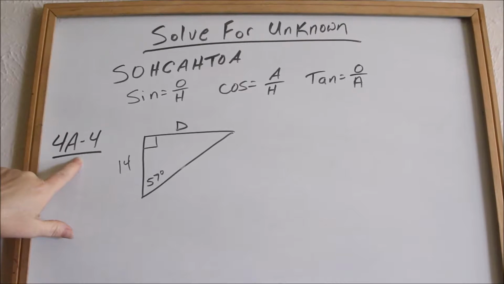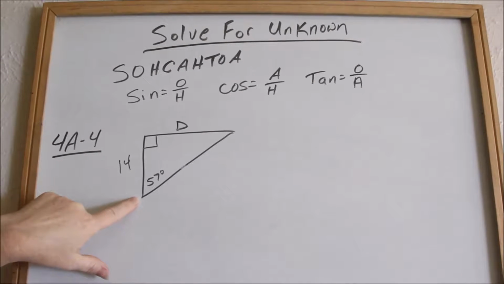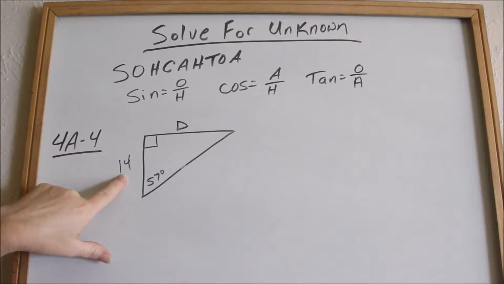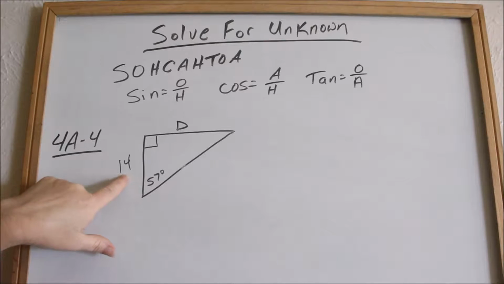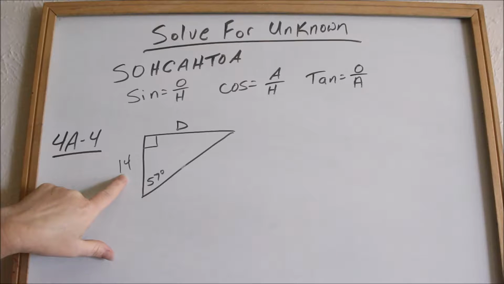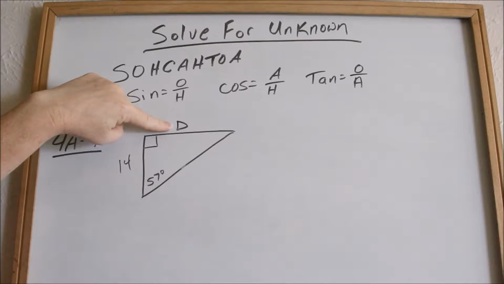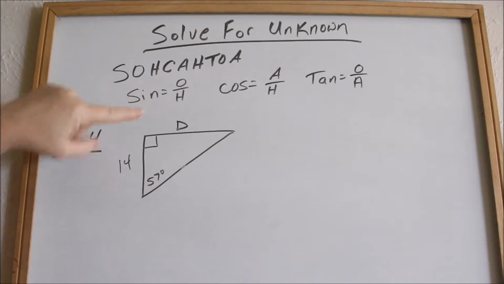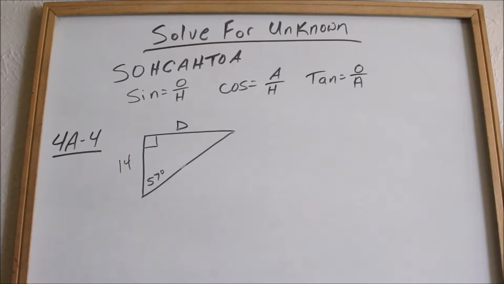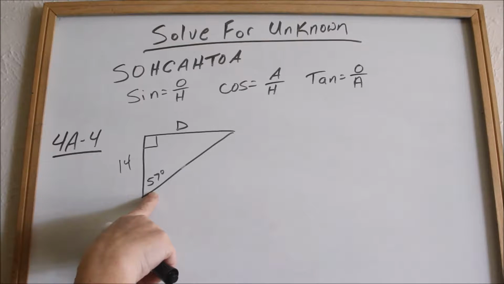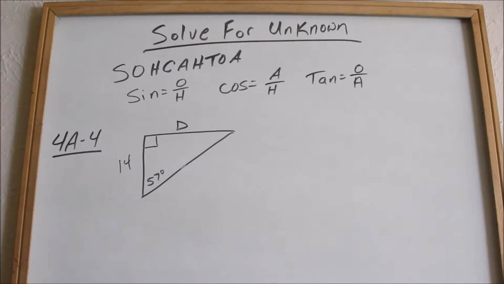Okay, we're looking at 4a, number 4, and you have this triangle. We know this side is 14. There's not any units. We don't know if it's inches, feet, meters, centimeters. So when there's not any units, you don't have to worry about putting units for your final answer. We're trying to solve for this side. What is the length of this side? And it's a right angle, and you can use trig functions for right triangles. We know that this angle right here is 57 degrees, and we're trying to solve for D.